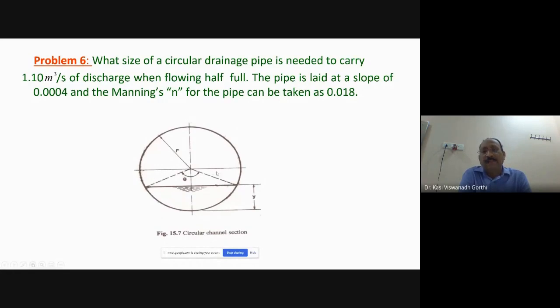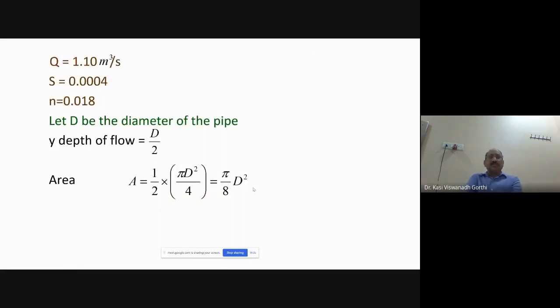That means up to this portion, the water is flowing, the drainage is flowing. So the depth of flow Y would be equal to half of the diameter. So the depth of flow Y is D by 2. Wetted area would be equal to half of pi by 4 d square, because you need to take the wetted area. It is the cross-sectional area of the flow section. You should not consider the entire cross-sectional area of the pipe. It is only the cross-sectional area of the flow section.